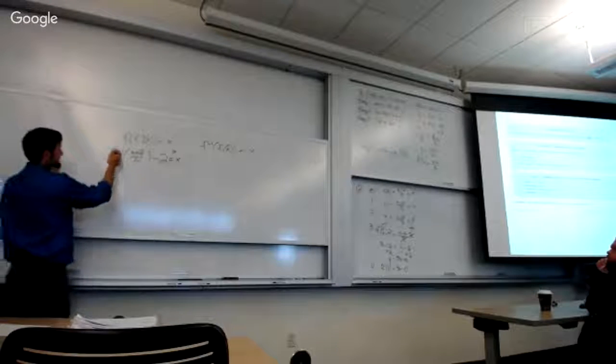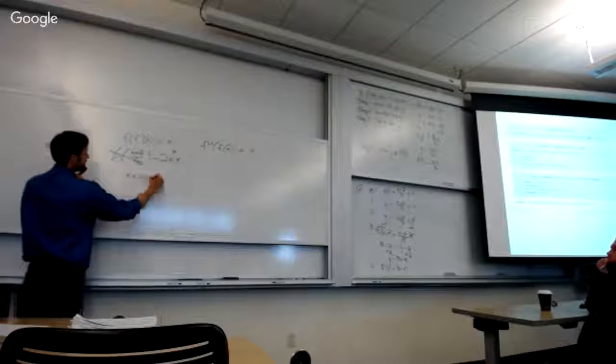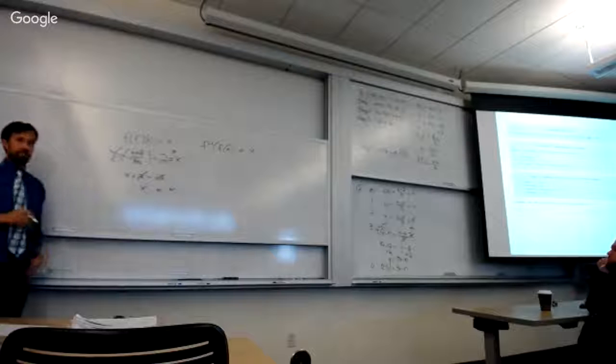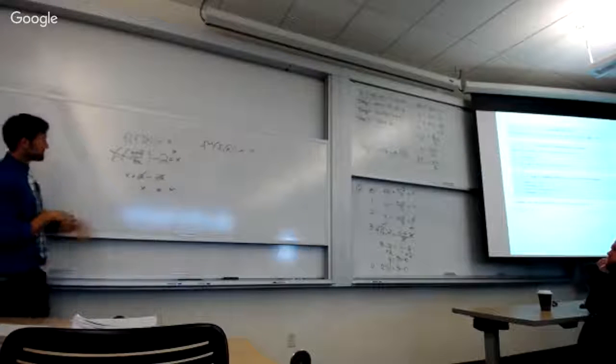Well, my 6's cancel. That gives me x plus 2 minus 2. The 2's cancel. And yeah, it gives me x equals x. So that works so far. Now I'm going to try this one.